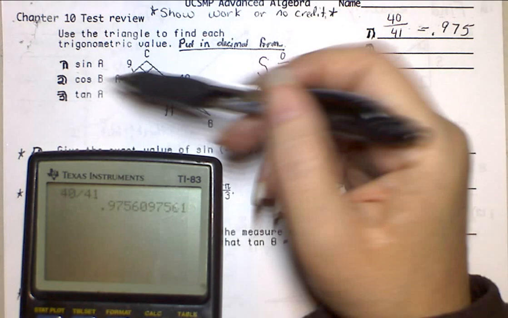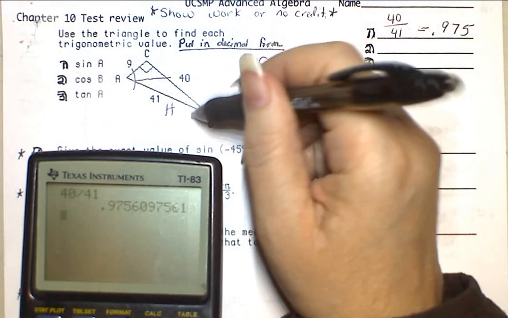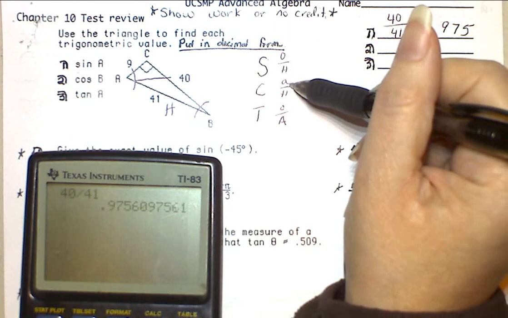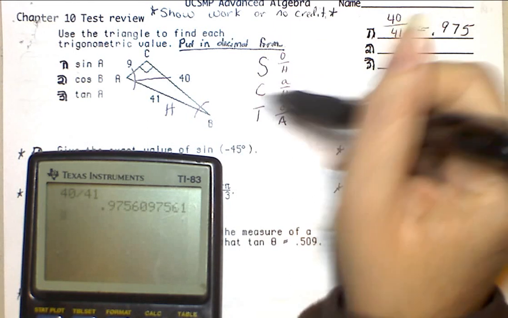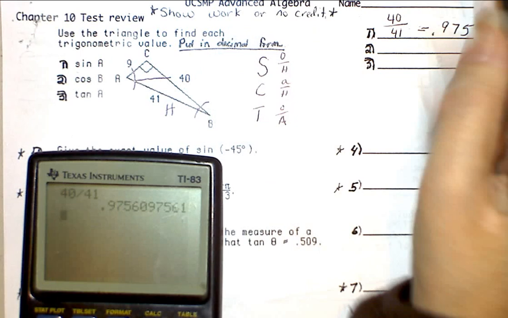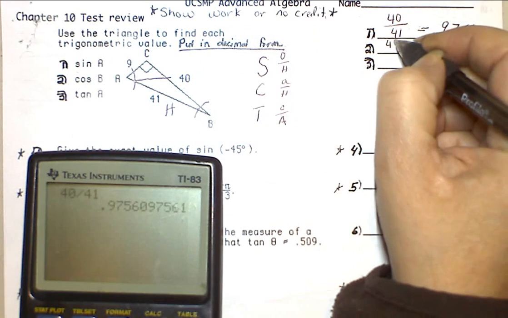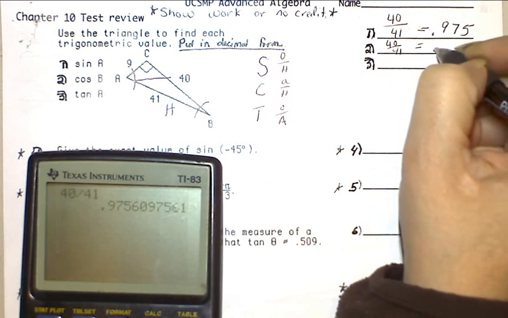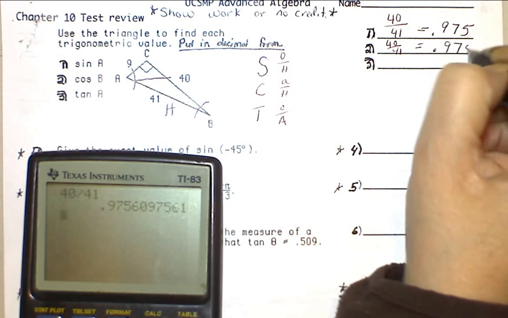Now it says do the cosine of B. Well, B is here. Cosine is adjacent over hypotenuse. So this is my hypotenuse, which means this one's my adjacent. So again, I have 40 over 41, which is 0.975.